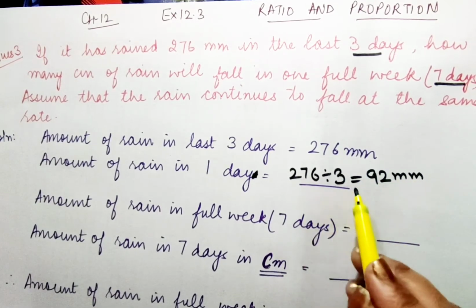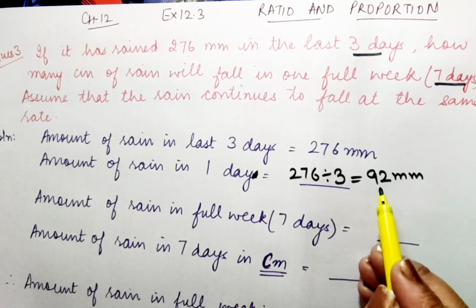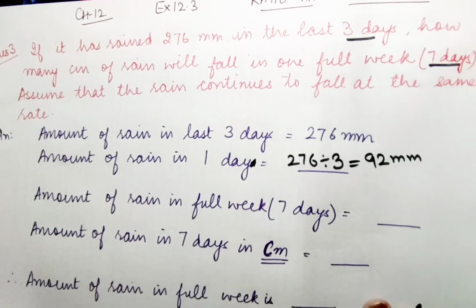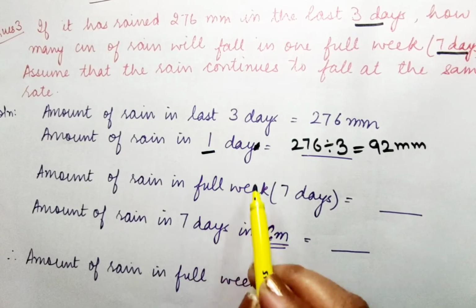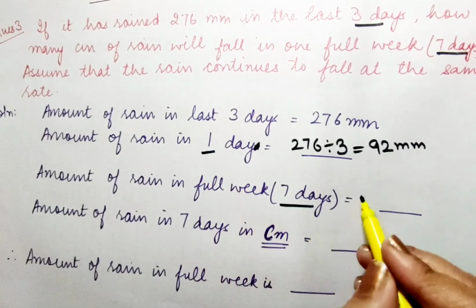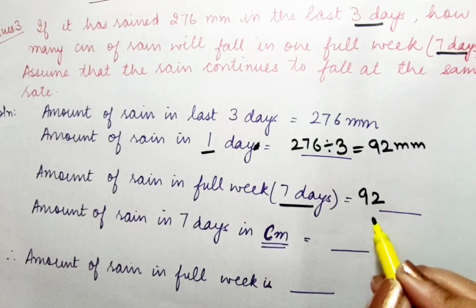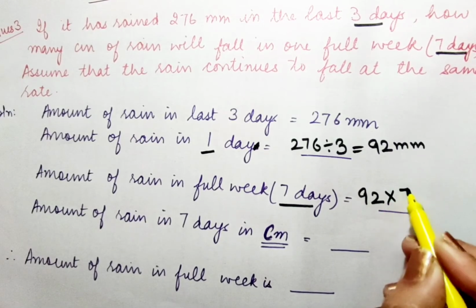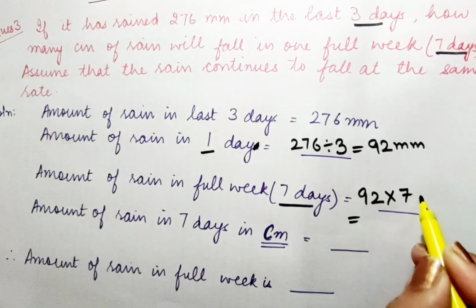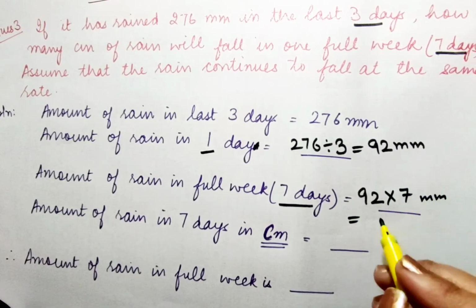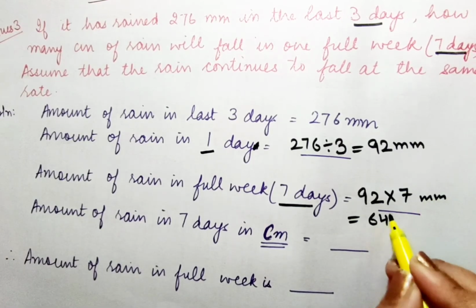Again students, I am calculating it here, you can do it in the next step also. Now again from 1 to many we will multiply. 92 millimeters was in 1 day. For 7 days it will be 92 into 7, which becomes 644.